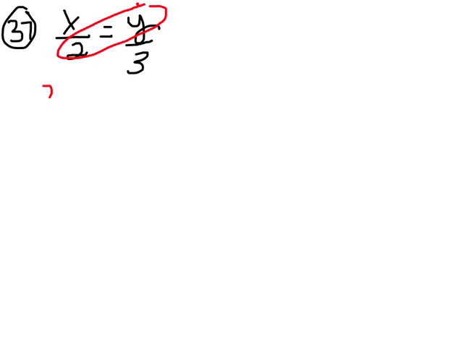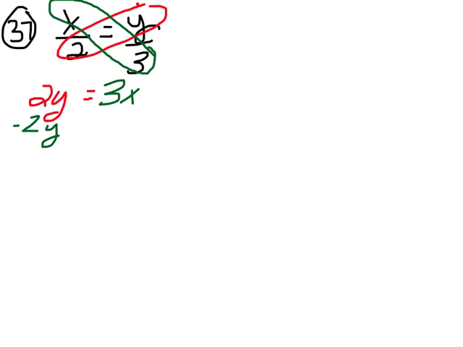2 times y is 2y. I can cross multiply. This is just kind of a weird one, and they're just writing them all kinds of weird ways to see if you can figure out what to do. 3 times x is 3x. If I want to get both of these terms on one side so it looks a little better, I could subtract the 2y from both sides. That will not combine with that x, will it?